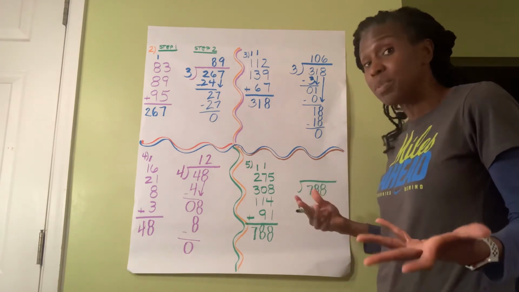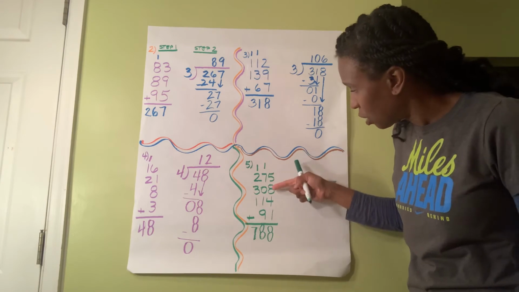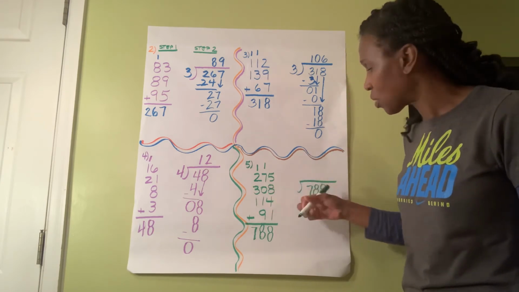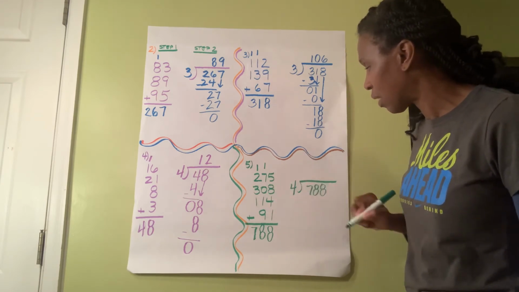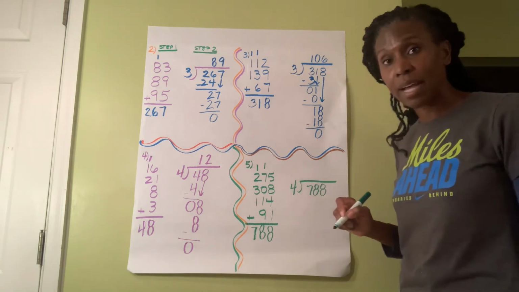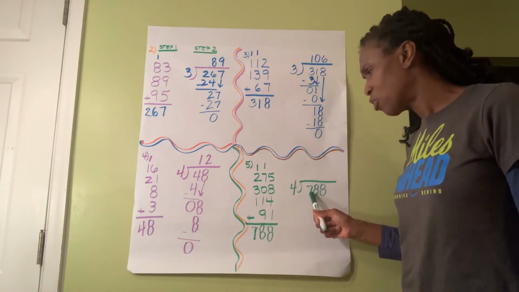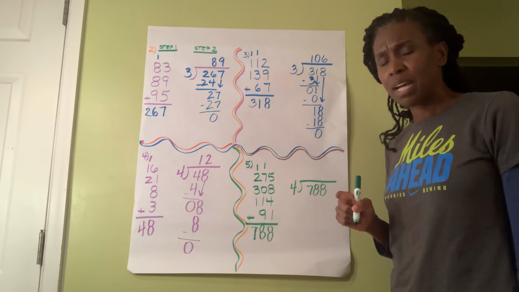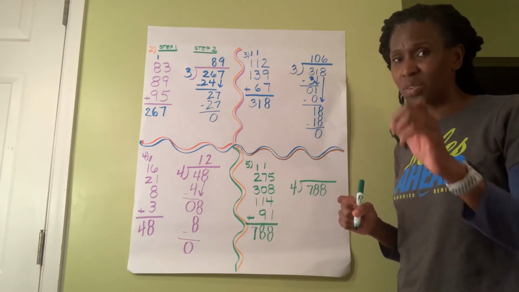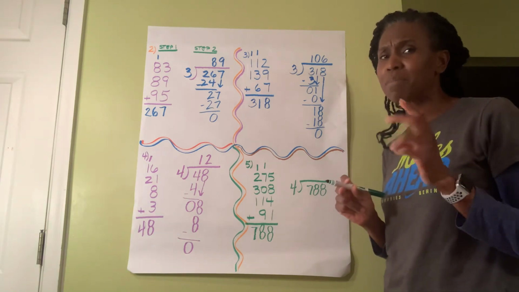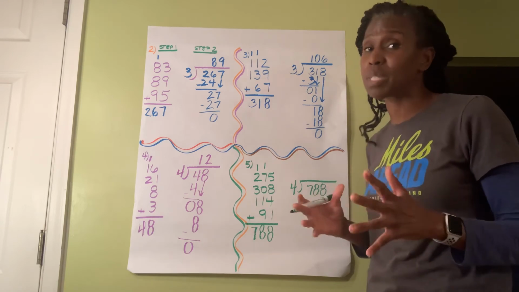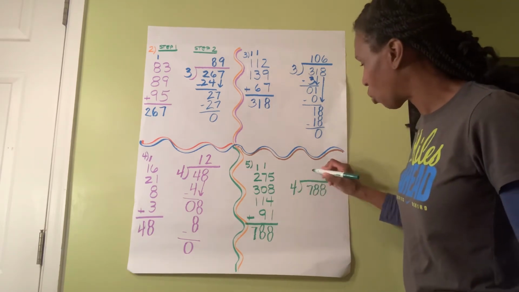All right, what's my divisor? It's the number of numbers that I just got finished adding. So it's 1, 2, 3, 4. That's how many numbers I added together. So 4 goes out here outside the door. And now we divide. Starting with the 7, how many groups of 4 can you take out of 7? I can only take out 1. Maybe you're tempted to say 2, but remember 4 times 2 is 8. That's too much. So I can only take out 1 set.